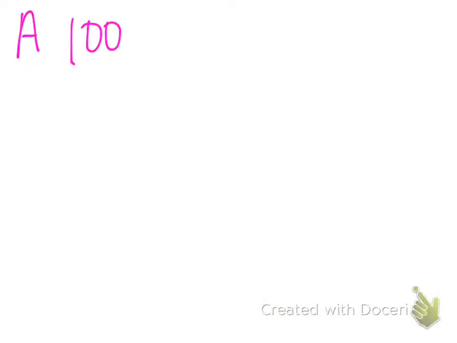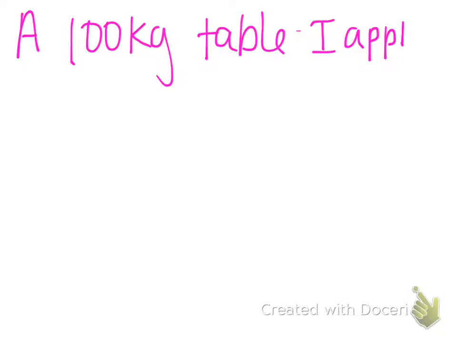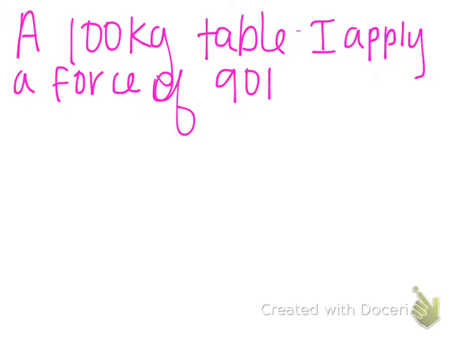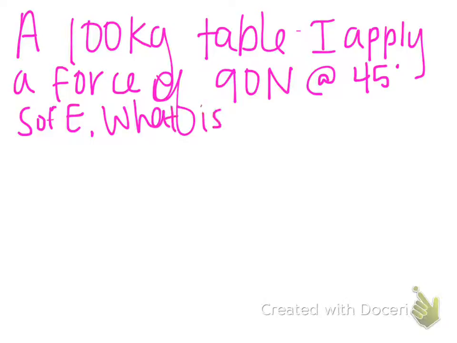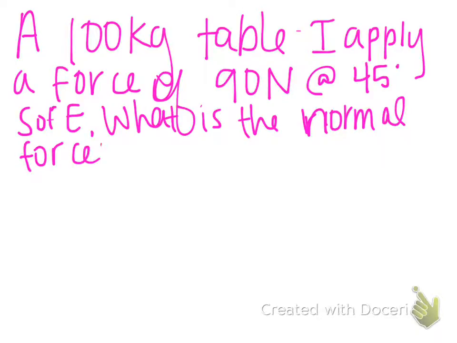A 100 kilogram table. Okay, let's get this written down. I'm hearing too much talking. So I have a 100 kilogram table. I apply a force of 90 newtons downward. What's the normal force? So we've got gravity here. We've got our normal force.